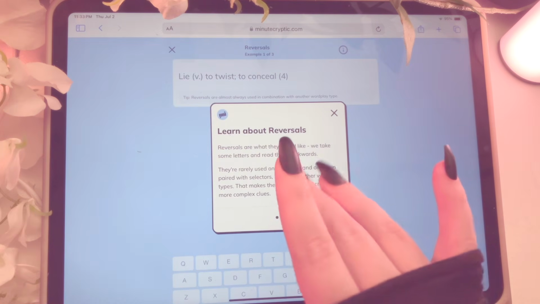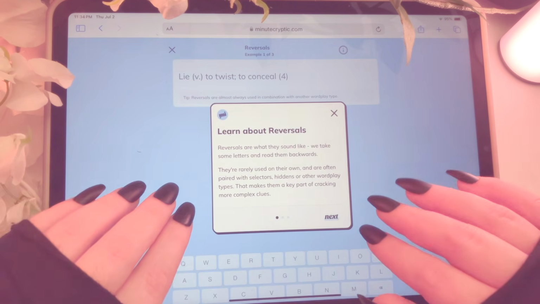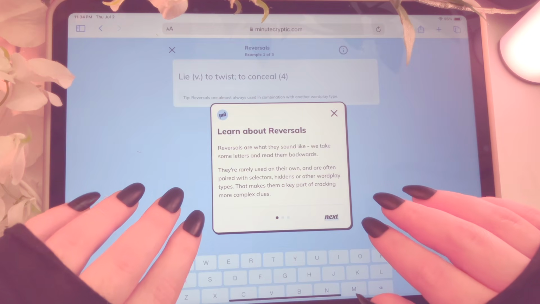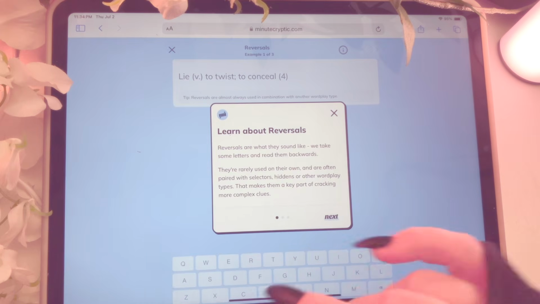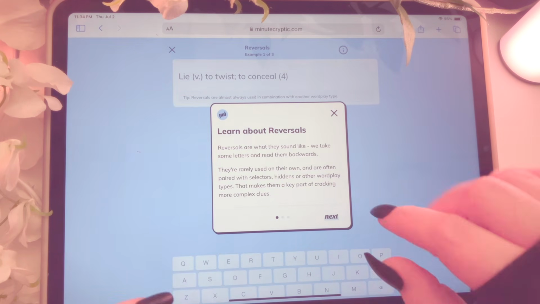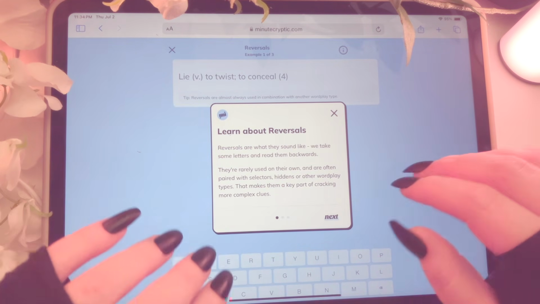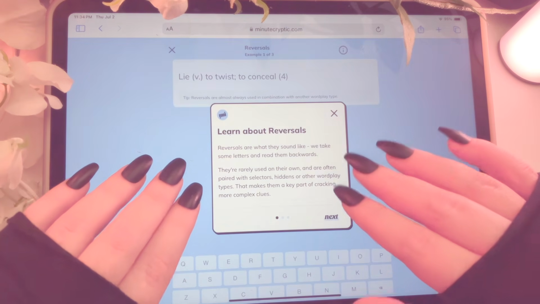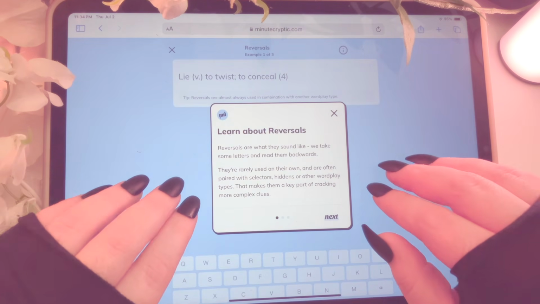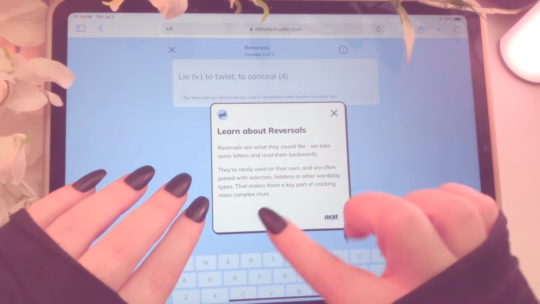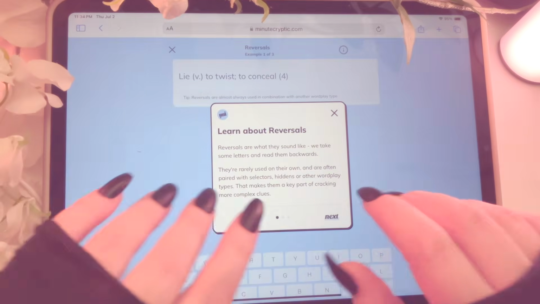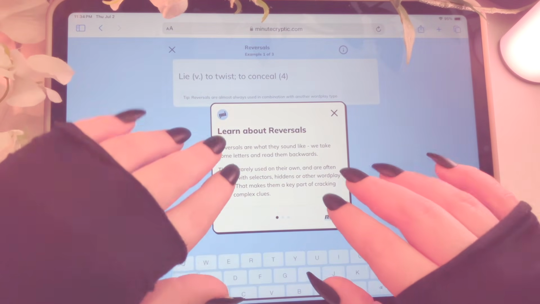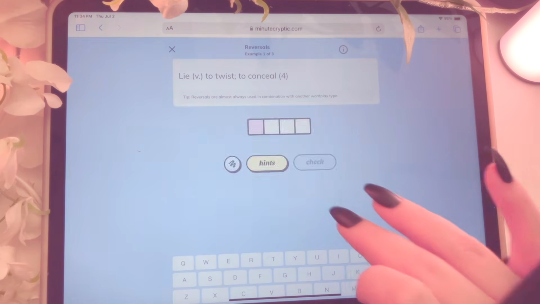So, learn about reversals. Reversals are what they sound like. We take some letters and read them backwards. They're rarely used on their own and are often paired with selectors, hiddens, or other wordplay types. That makes them a key part of cracking more complex clues. Next.